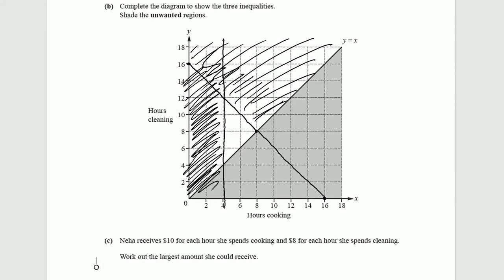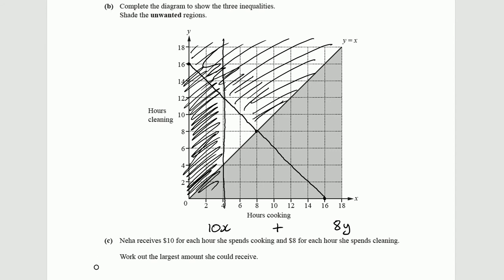She receives $10 for each hour she spends cooking. Well, if her cooking hours are represented by x, then for every hour she spends cooking, she's going to get 10 times x, 10x in total. $8 for each hour she spends cleaning. 8 times y will be the amount of money she gets from cleaning, and her total pay will be 10x plus 8y. And I want to work out the largest amount she could receive.